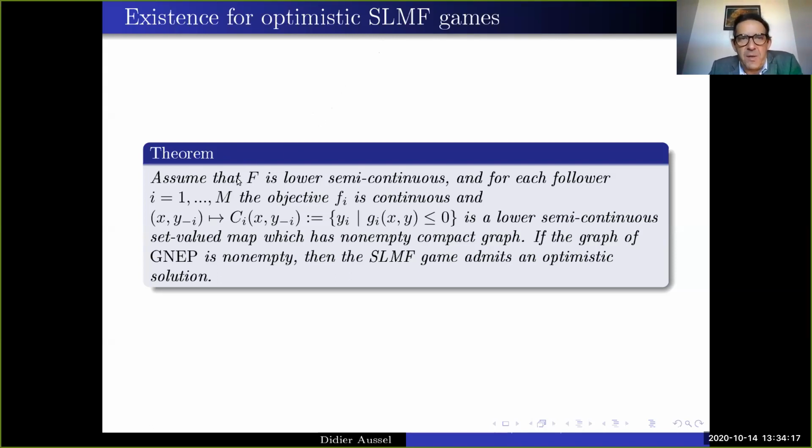So if we assume that the capital F, let me recall, is the objective function of the unique leader, and that for all the followers the objective function is continuous, and that the constraint map, given by this inequality, is a lower semi-continuous set-valued map with non-empty compact graph, then if the GNEP is non-empty, which means that for any x you have at least one GNEP at the lower level. So at the lower level you have this Nash game. The GNEP is the response of this package of players to the leader. And so if this map is non-empty and we have this lower semi-continuity, then we can guarantee that the single leader multi-follower game admits an optimistic solution, because here we have to decide if we deal with optimistic or pessimistic.